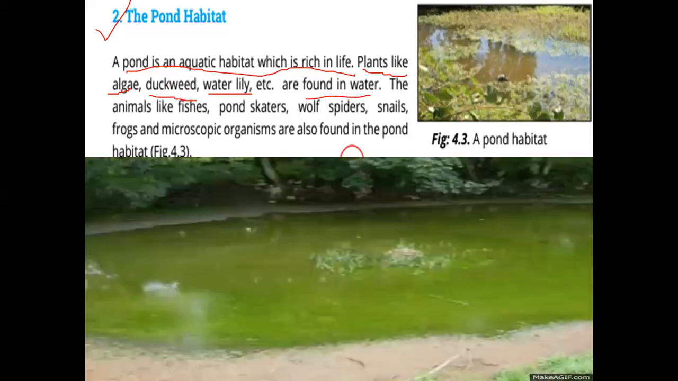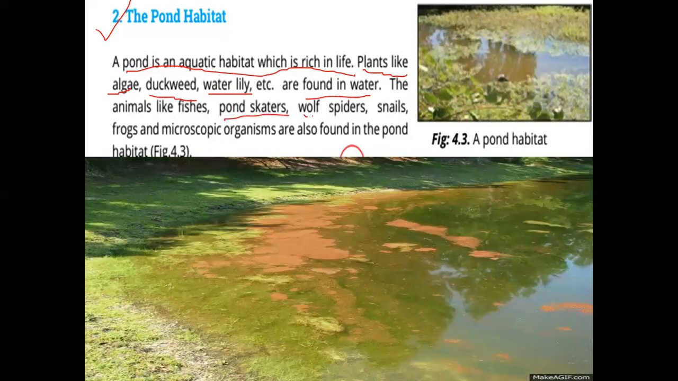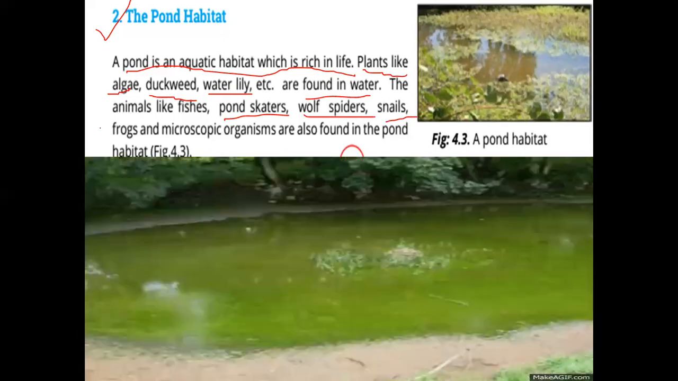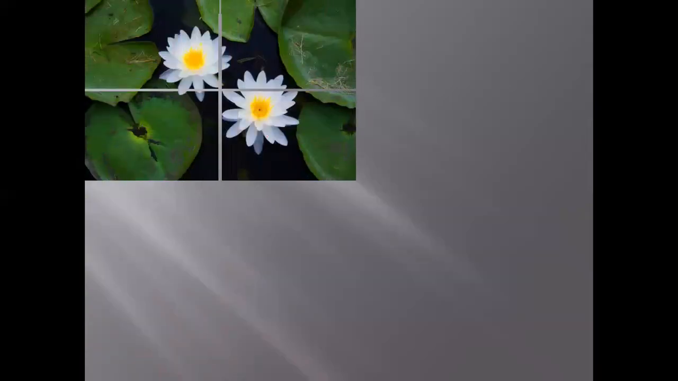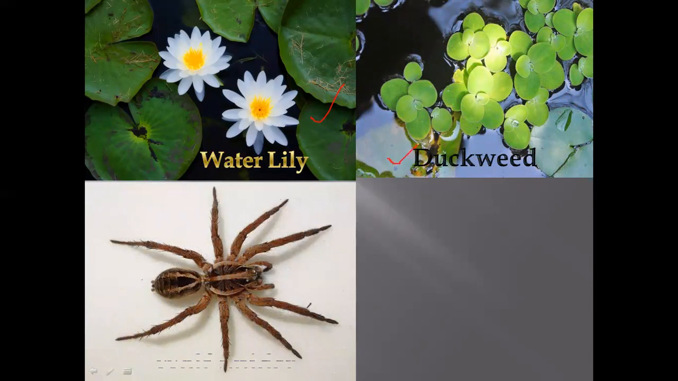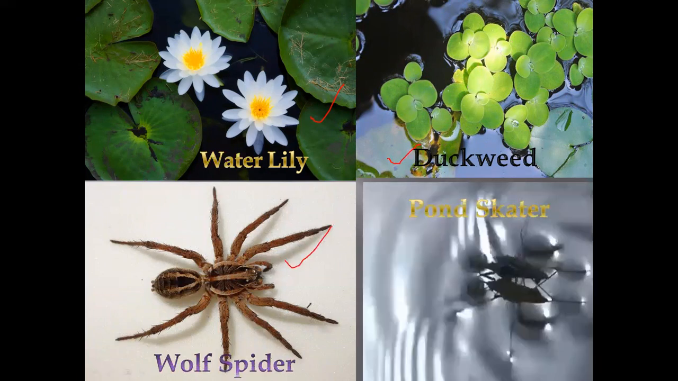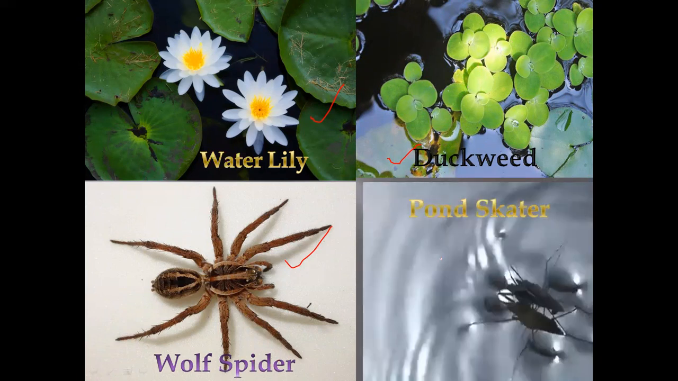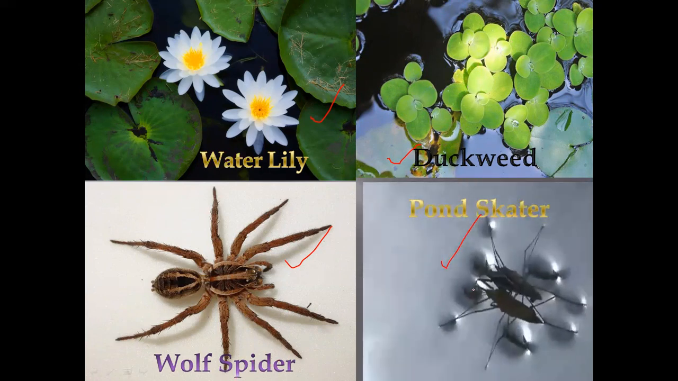Duckweed and water lily are also present in there, and some fishes under the pond. The pond skaters, wolf spiders, snails, frogs, and microorganisms are found in the pond. If you see here, this is water lily. That is a resident of the pond, and it looks very fascinating. Duckweed is present over there. Some wolf spiders live near the pond or in the pond. They can travel, and they are called pond skaters, like they skate in the water, up on the surface of the water.